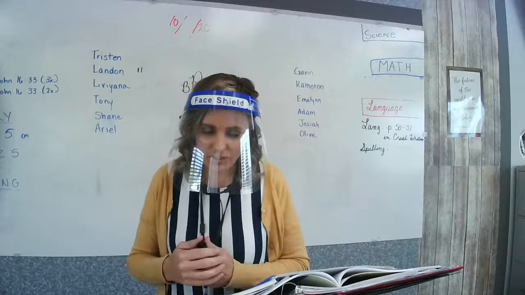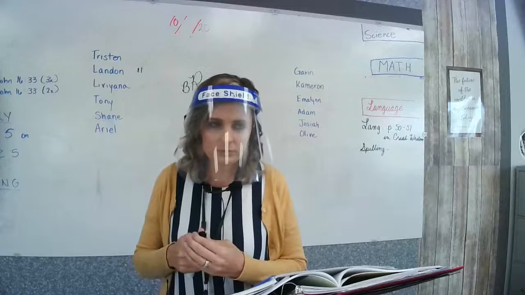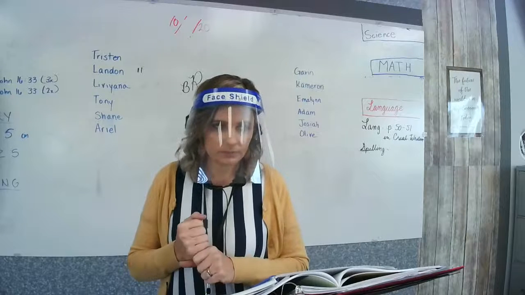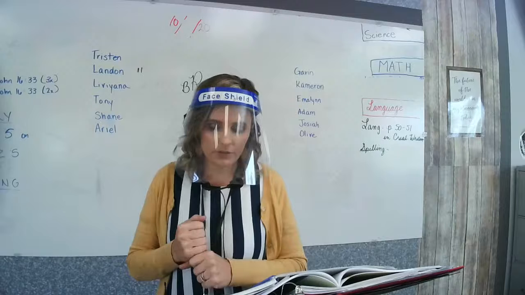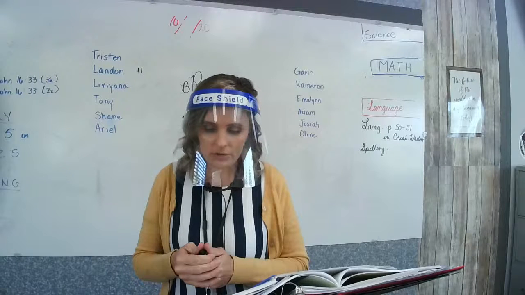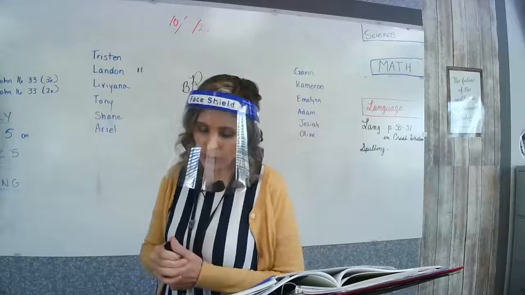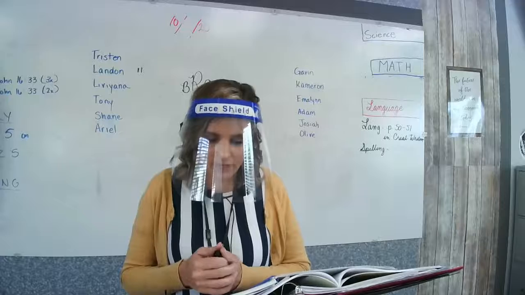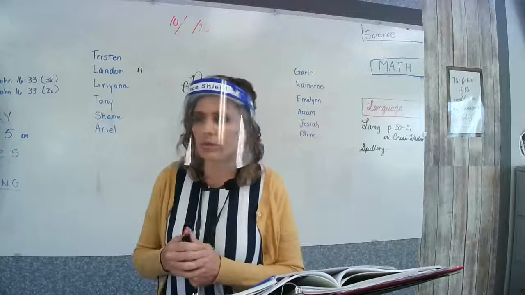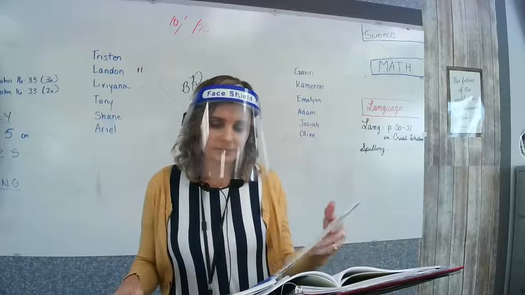Number 13, children should blank to their parents' wishes. Josiah? Defer. Very good. Number 14, my uncle's car was a class. Convertible. A top could be detached in warm weather. And number 15, rich blank soil yields abundant crops. What is it, class? Fertile. Very good.